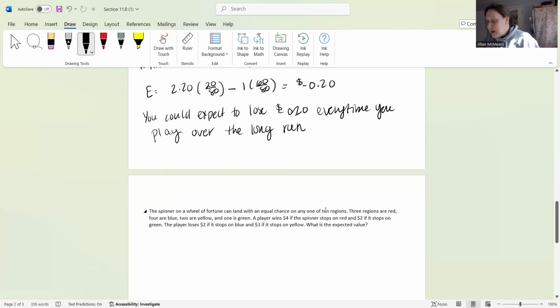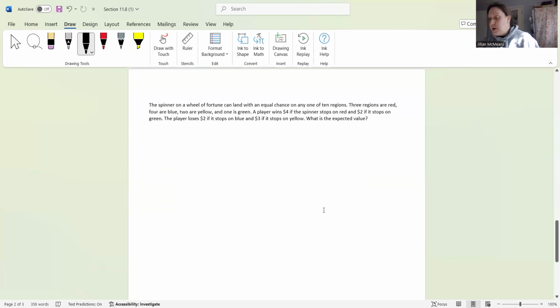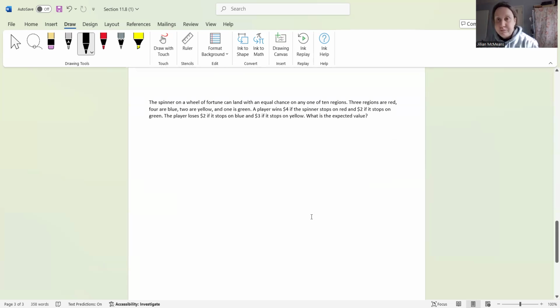The last example, we're dealing with a spinner on a wheel of fortune. So let's go ahead and do this last one just for the sake of, let's call it fun, okay? The spinner on a wheel of fortune can land with an equal chance on any one of 10 regions. So there's 10 different regions. Keep that in mind. That'll be important for the probabilities. 3 regions are red, okay? 4 are blue, 2 are yellow, 1 is green.